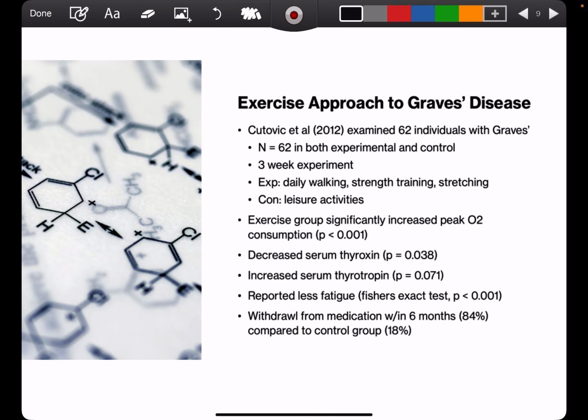So in this case, it's shown us the more we move, the more we exercise, the healthier it leads us to be, specifically to the thyroid, at least in this case.